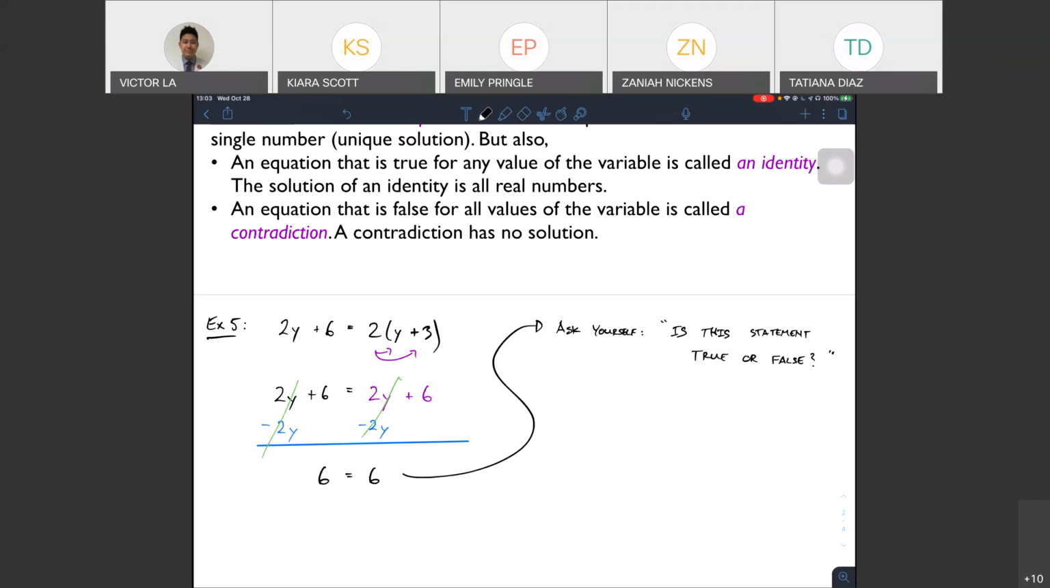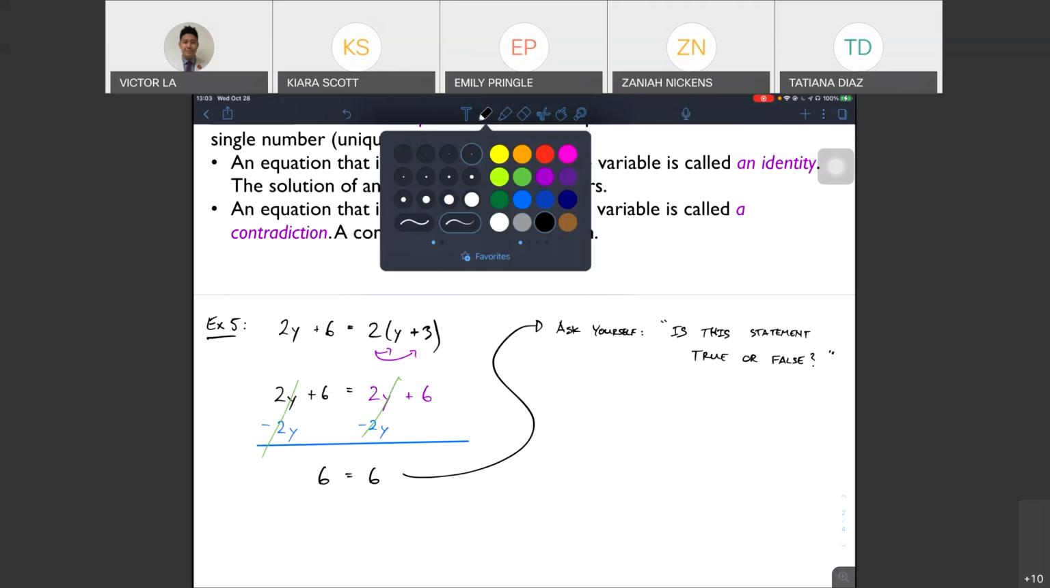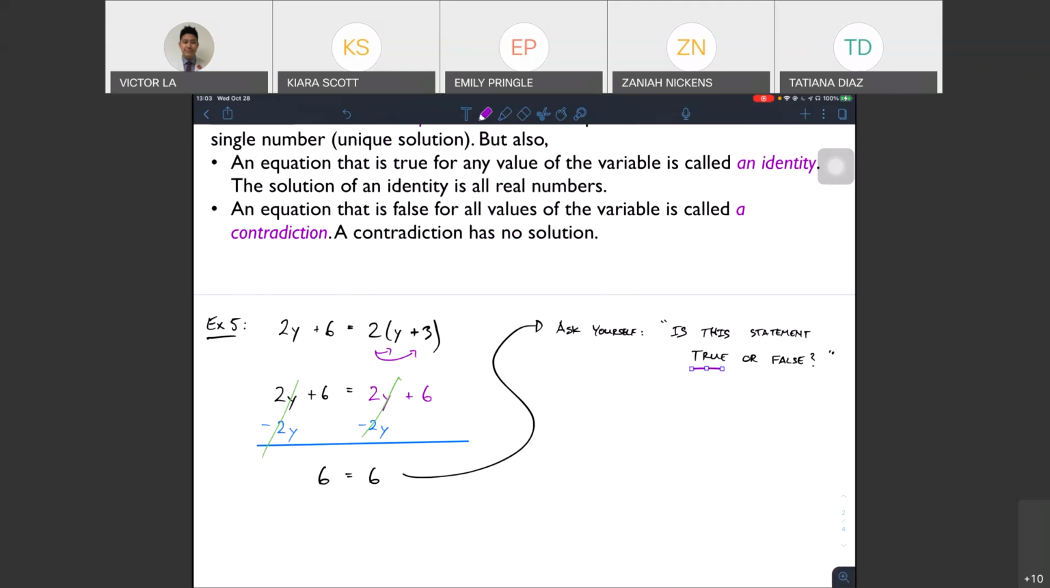Okay. So then you kind of go, okay, well, what do I do? Where do I go from here, right? You ask yourself, is this a true or false statement? If it is true, this is what makes it an identity. So true means the equation is an identity.